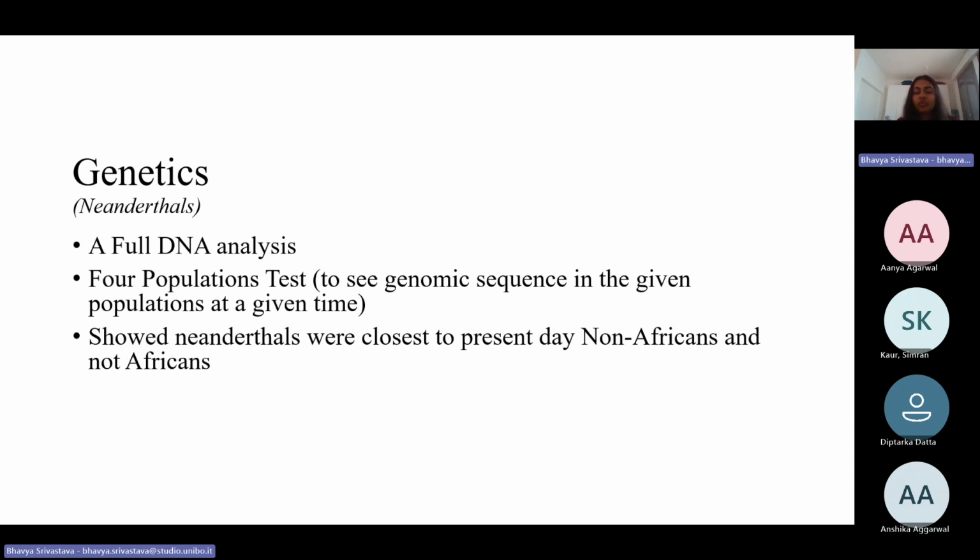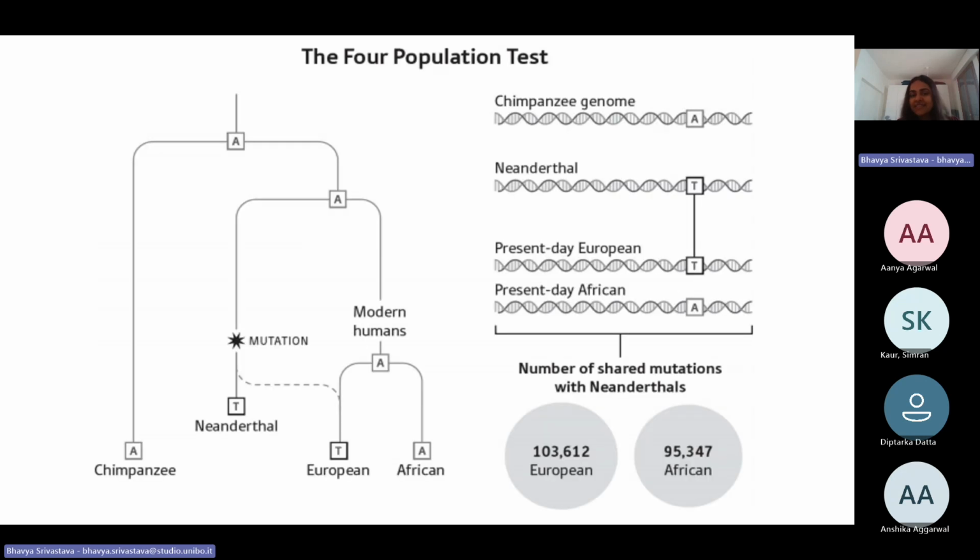So they did a four population test. What is a four population test? I know this is getting a bit more complicated, but just hang on. It's just taking in four populations. So DNA samples from four different species or genus can be taken. In this case, they took the chimpanzee genome, the Neanderthal genome, present day European and present day African genome.